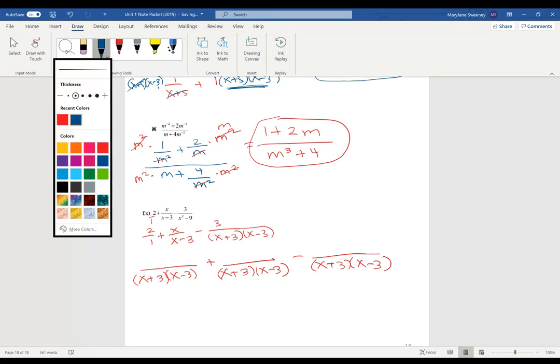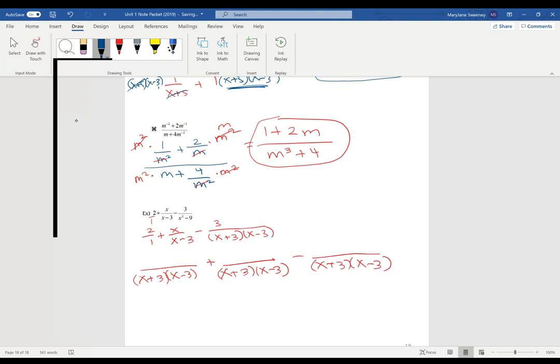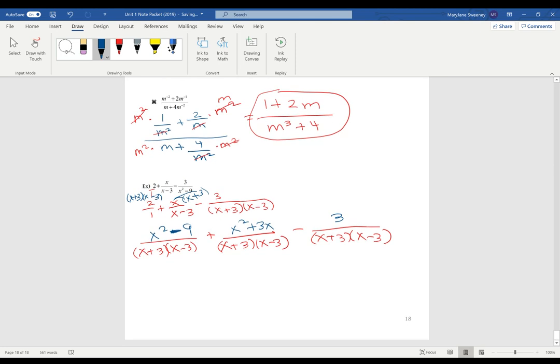So if we're thinking of what each needs, this one needs the whole x plus 3, x minus 3, or I would think of that as x squared minus 9. The next one needs the x plus 3. It already has the x minus 3. So distributing there, that's x squared plus 3x. The last one already has the x plus 3, x minus 3, so it doesn't need anything, so the denominator just comes down.